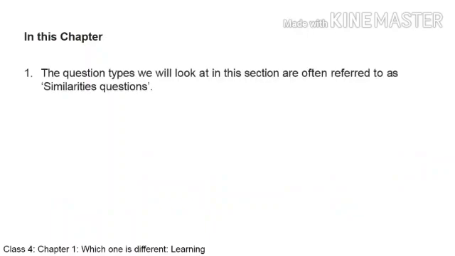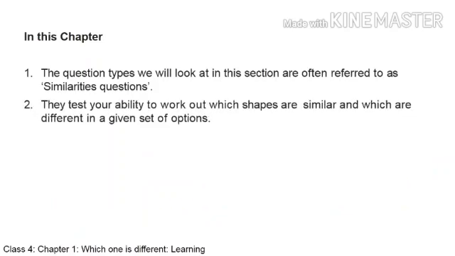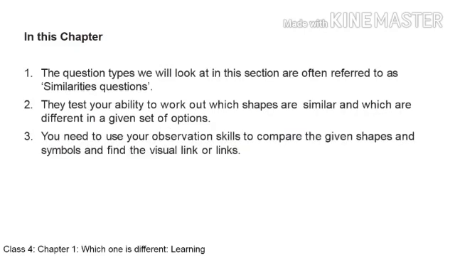In this chapter, the question types we will look at in this section are often referred to as similarities questions. They test your ability to work out which shapes are similar and which are different in a given set of options. You need to use your observation skills to compare the given shapes and symbols and find the visual link or links.